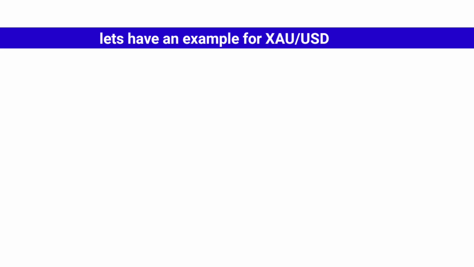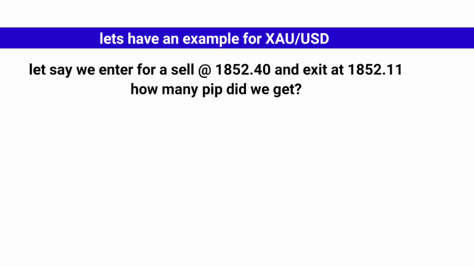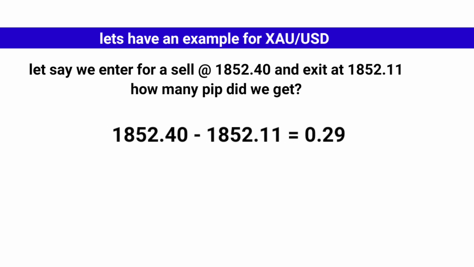In this last example, we're going to be using the gold pair. Let's say we enter for a sell at 1.8540 and we exit at 1.8521. How many pips did we get? The first thing you want to do, like we said, is to subtract your both values, your entry from your exit. If you get a negative, you ignore the negative. Once you have done that, you're going to have 0.29.